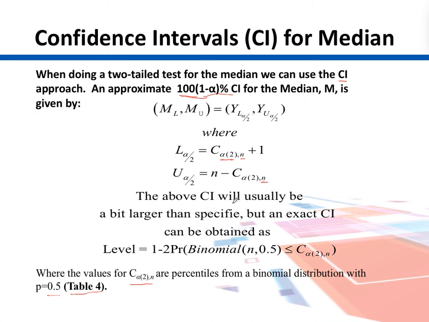The CI can be a bit larger than specified, so we can also do it by the binomial formula like this. We will do it in a moment in an example, and then it will be more clear to you.